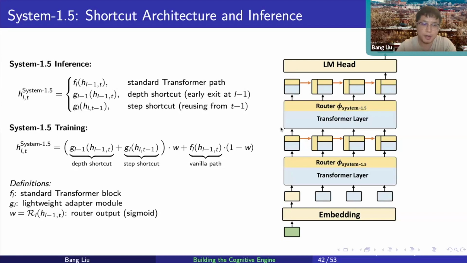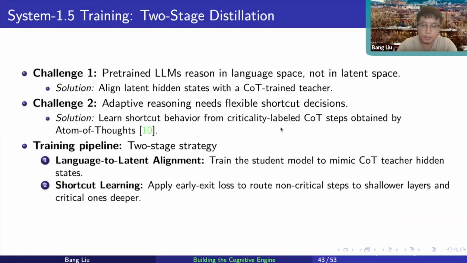So we designed a gating mechanism to let the model decide where to go at each depth, at each time step. And how can we learn such a gate mechanism? It requires solving two challenges. You need to have that kind of data, and you need to transform the LM from reasoning in the language space to reasoning in the latent space. This is solved by two strategies: we utilize language-to-latent alignment and shortcut learning.